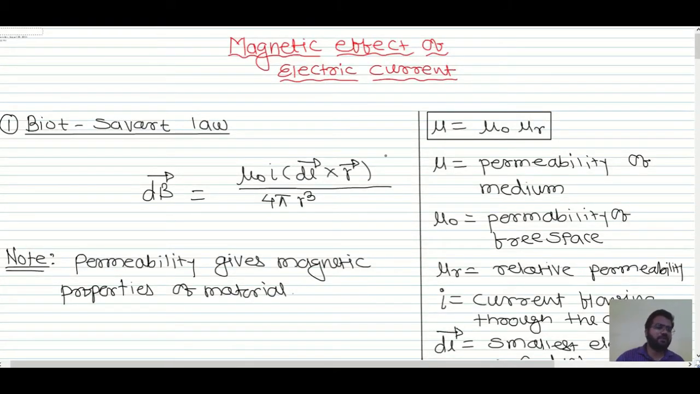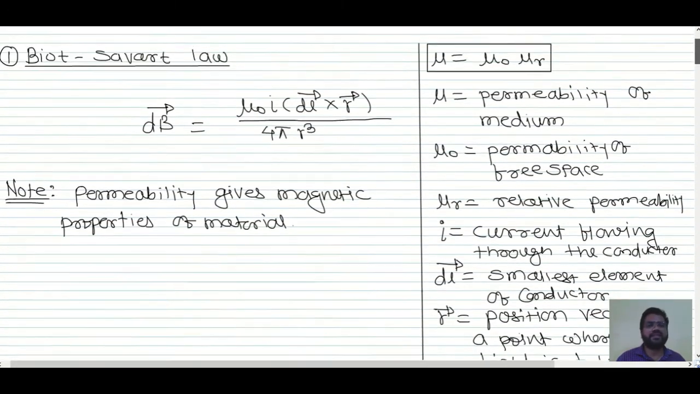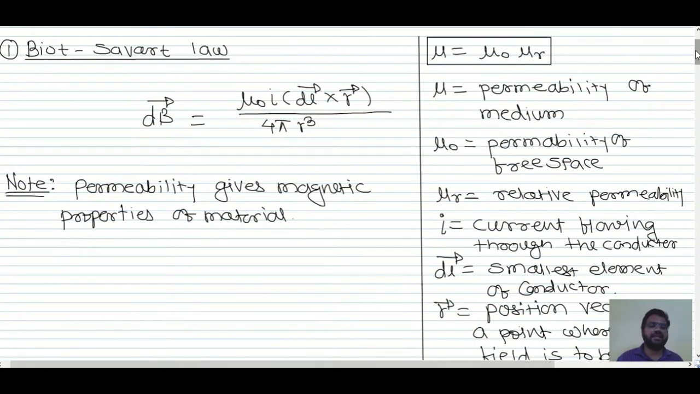So let's study about magnetic effect of electric current. In this I took all the formulas related to magnetic effect of electric current and some important points. Okay, so we have the first formula in the magnetic effect of electric current, and that is the Biot-Savart law.